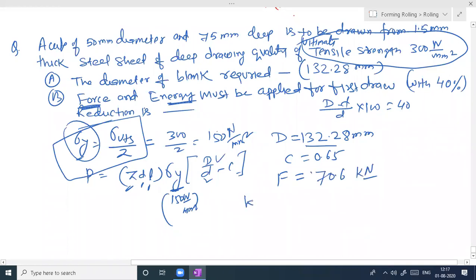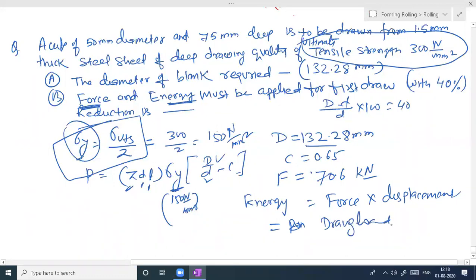Okay, now energy. Energy is force into displacement. Here I am writing punching load, or drawing load, into distance. For your understanding, what is the distance?